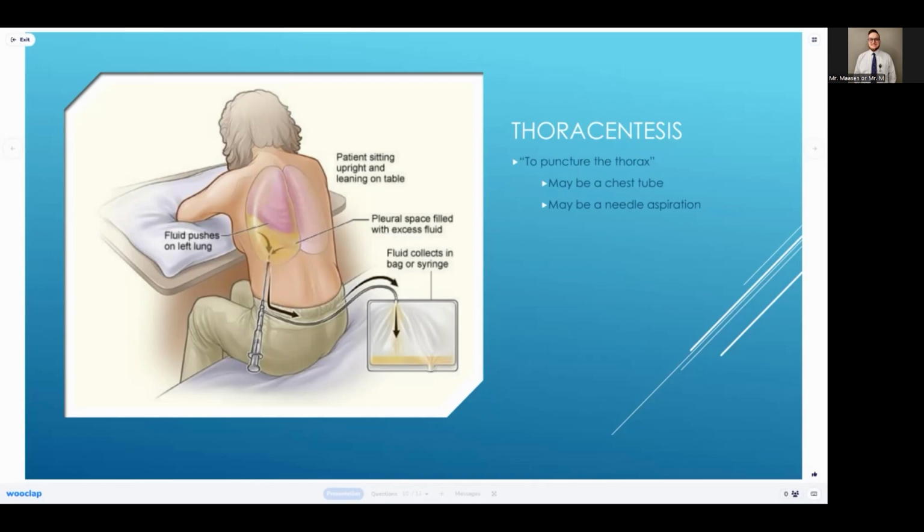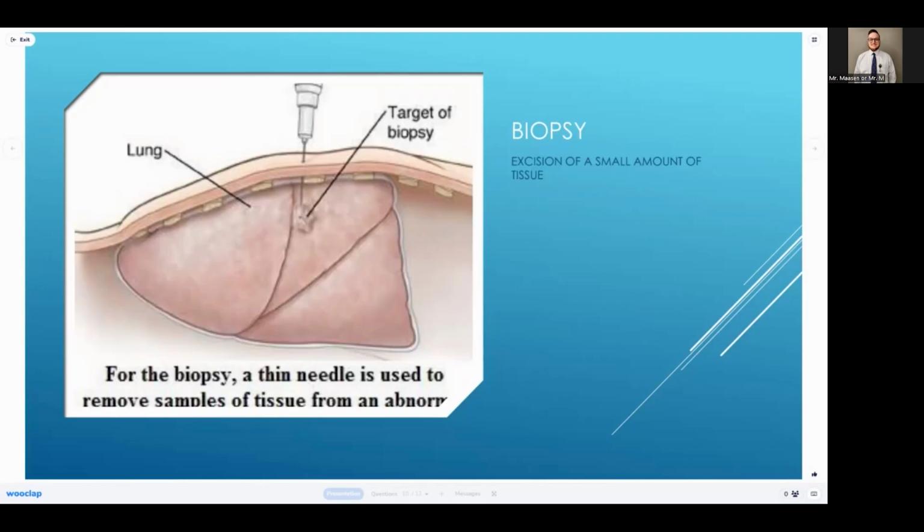If it's clear, that's a fluid shift that we need to deal with. But if it's exudate that's purulent, then we're worried about infection. That's bad. If it's blood, that's even worse, because where's that blood coming from? Why is it there? There shouldn't be but a very thin amount of fluid in that pleural space. So thoracentesis is a procedure we can do like a needle aspiration. We can put a needle into the pleural space and actually drain it.